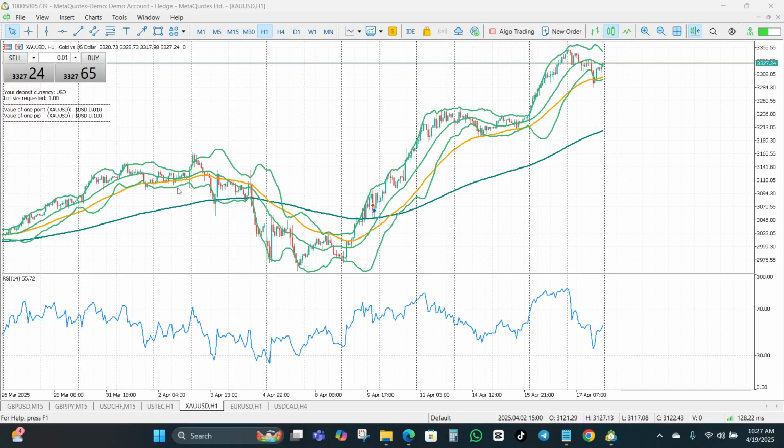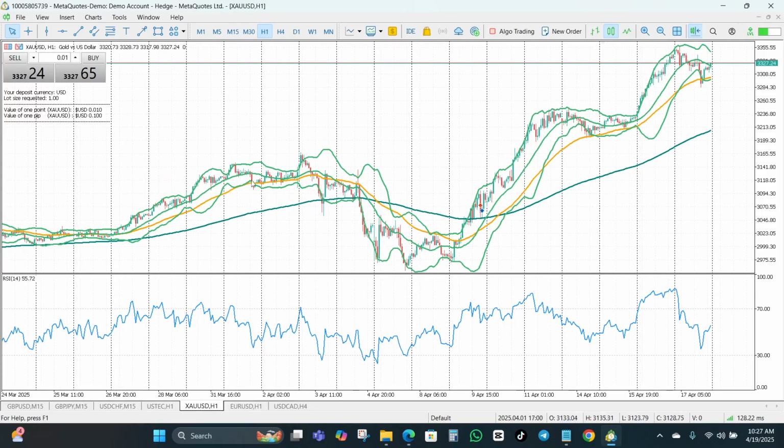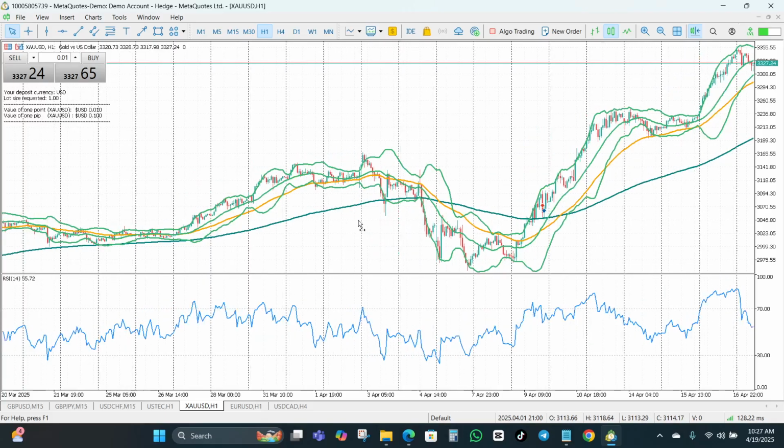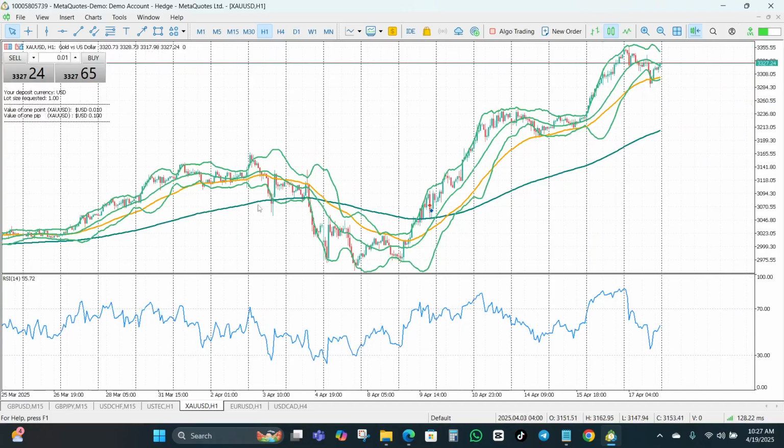Bollinger Bands give you a whole new dimension of control over gold's volatility. When volatility is low, there's going to be a Bollinger squeeze, right? The Bollinger Bands are going to be contracting. Then when there is an increase in volatility, you will notice the Bollinger Bands widening, just like what we can see happening here.